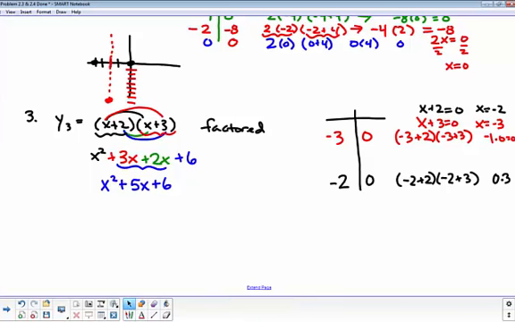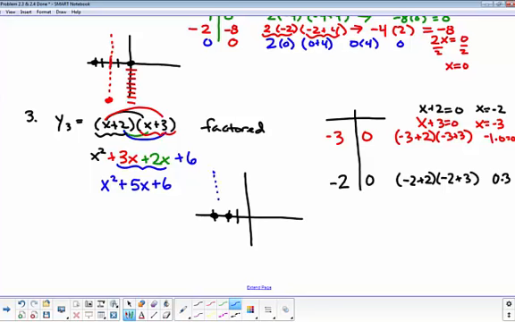So if you think about what your graph would look like at this point, you have zeros at negative 2 and at negative 3. So you have symmetry. The vertex is right in between those two. So the vertex is going to be at negative 2.5. To get the answer for what the vertex gives you, the y value, you would plug negative 2.5 in for both x's.